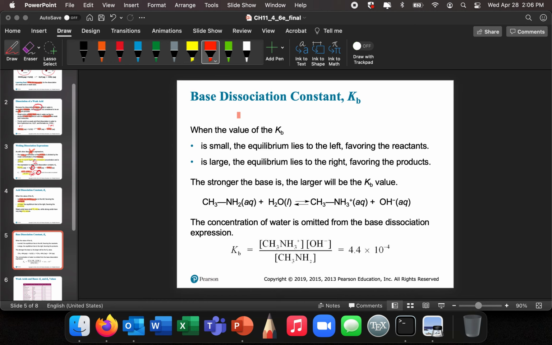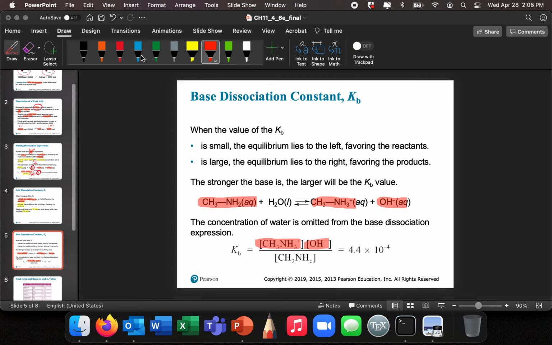If we have a base, then some reaction here, I've got methylamine here. If I take methylamine, it's a base. That means it's going to produce hydroxide ions in solution, right? And we can also have a K for this, right? Where it's the products.